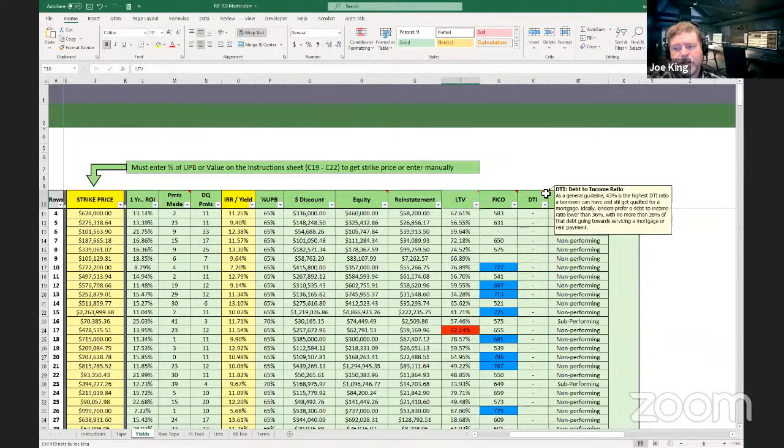Debt to income ratio should be, ideally, lenders prefer a debt to income ratio of lower than 36%, with no more than 28% of the debt going towards servicing a mortgage or repaying the payment. So that's something that I would consider if I had that information as well.